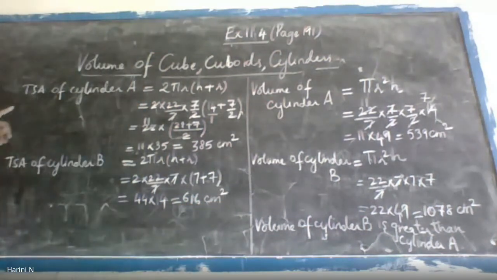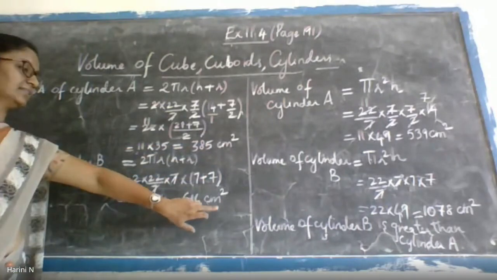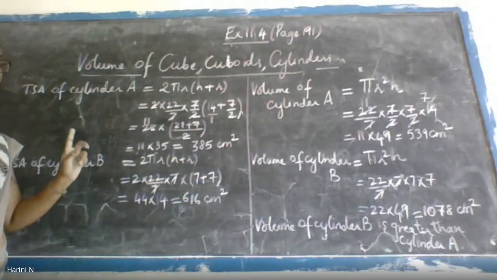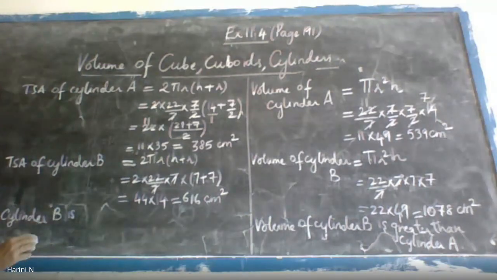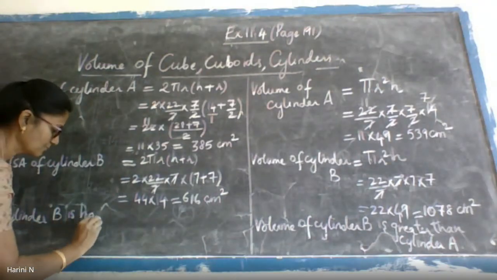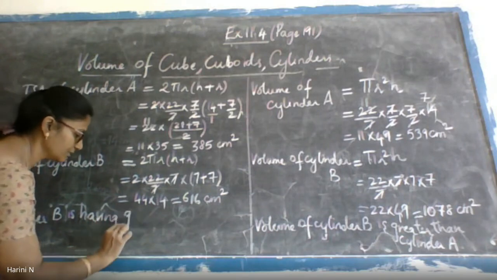Again, which is having a bigger surface area now? Cylinder B or cylinder A? Compare 385, 616. So cylinder B is having greater surface area. So you will write cylinder B is having greater surface area.